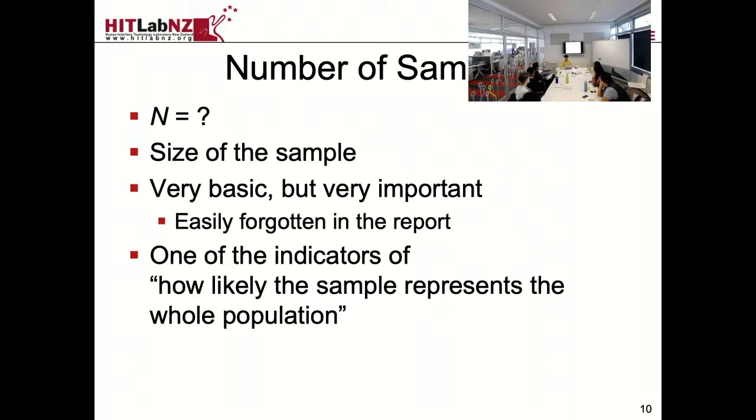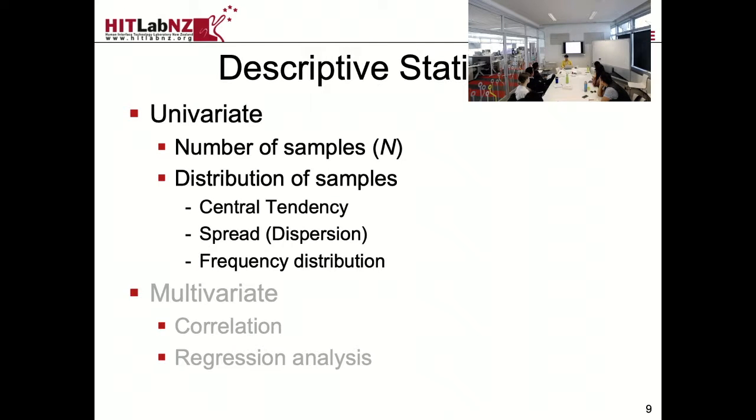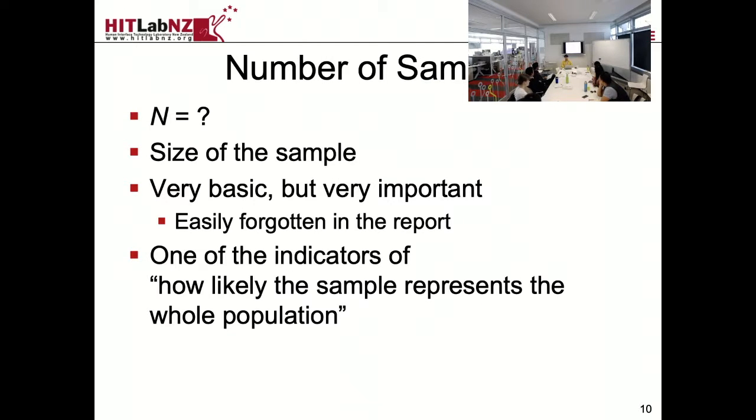Okay, so the descriptive statistics is relatively simple and very basic, but I'm not sure why some people forget to report the result in their paper. Maybe it is too simple, but it is a very important one. It still gives us some characteristics of the given sample data. So do not forget to report the descriptive results in your paper.